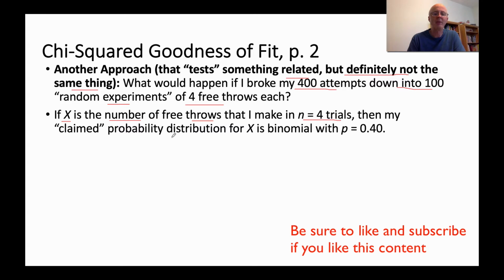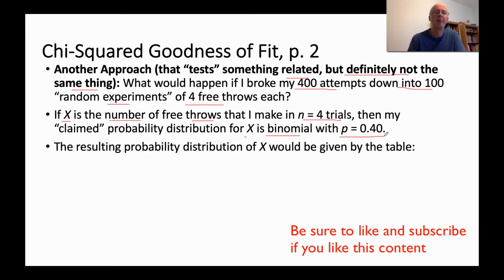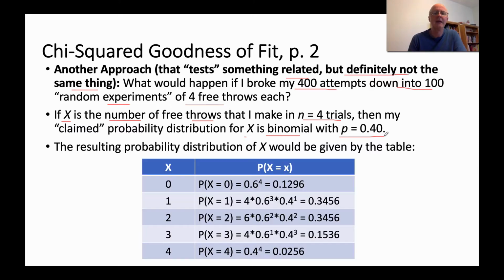The claimed probability distribution for X then would be a binomial distribution. This is a binomial random variable, a very famous kind of random variable, with a probability of success equal to 0.4 if the null's true. And the resulting probability distribution can be found by computing these binomial probabilities using the formula for the probability mass function of a binomial involving binomial coefficients. Here would be the answer. You may want to pause the video to double check these things.